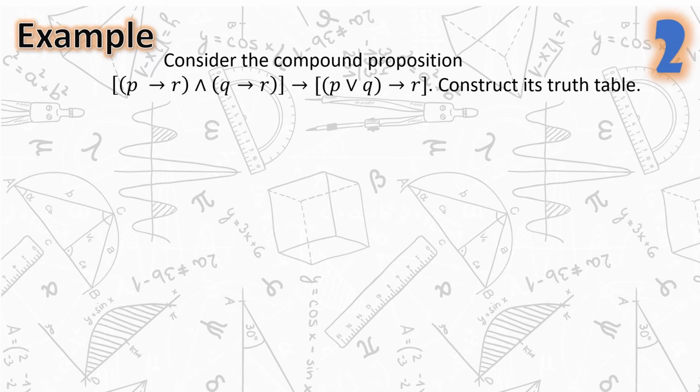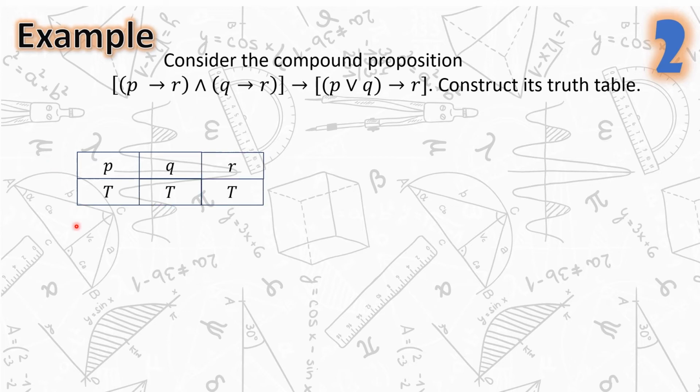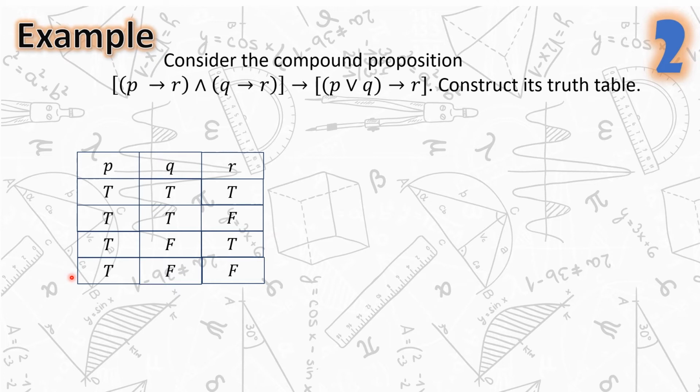Consider the compound proposition, if P implies R and Q implies R, then P or Q implies R. Construct its truth table. In this compound proposition, we have three propositions P, Q, and R. Then in the arrangement of the truth values, we will have 8 combinations or 8 rows. In the first row, we will have all P, Q, and R true. Second row, P is true, Q is true, R is false. Third row, P is true, Q is false, R is true. And then fourth row, P is true, Q is false, R is false.